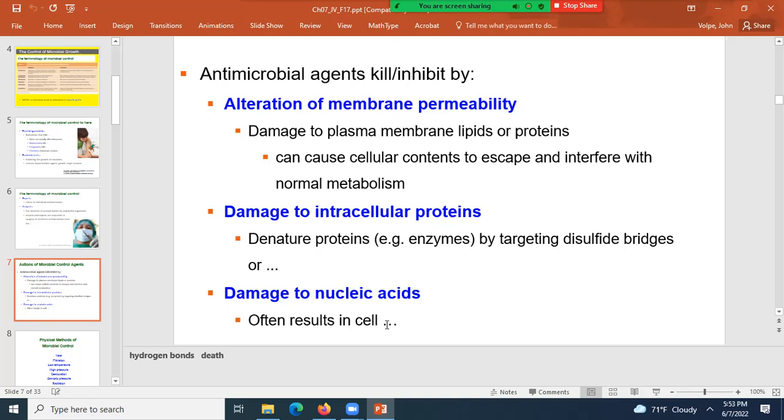An example of damaging nucleic acids is subjecting the cells to ionizing radiation like X-rays. You're damaging the nucleic acid, which kills cells. And as you know, we actually sterilize some food that way.